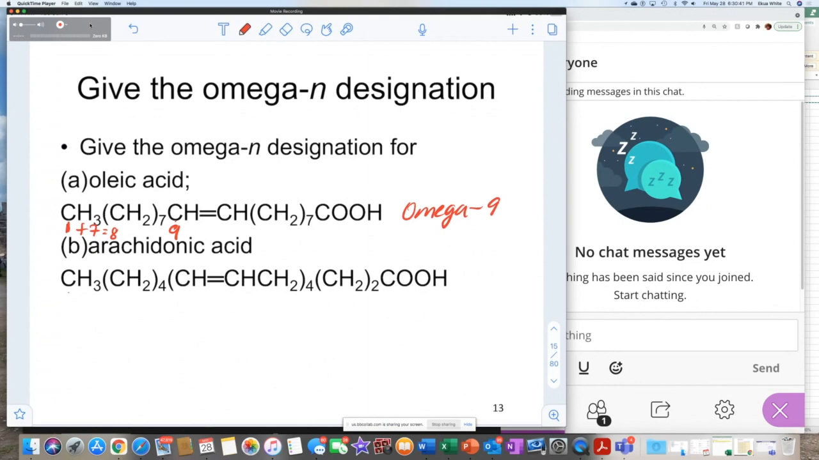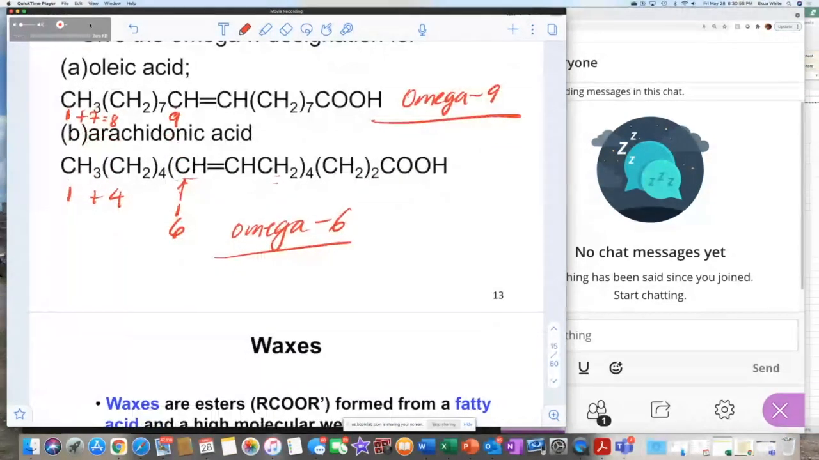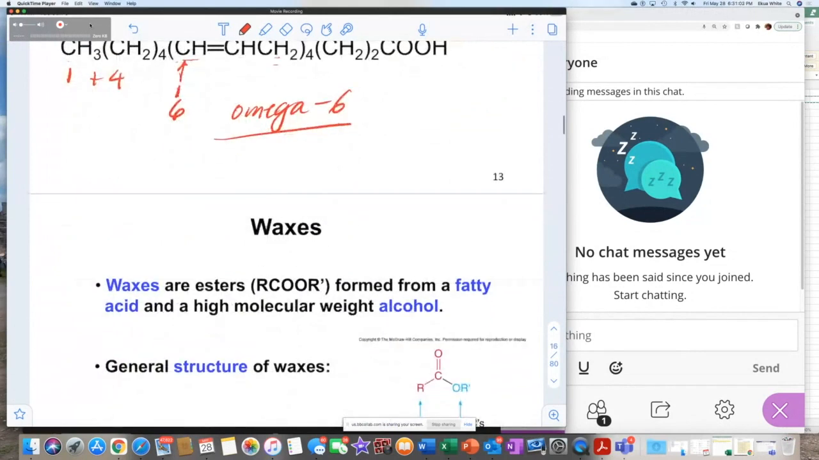Okay. And then this one here, let's see, this is our first carbon, then we have 4 more, and then we have, they say 2 of these, right? But the first time we encounter the first carbon, that's carbon what? This is carbon 6, so this would be omega 6. Okay. So we got omega 9 there, we got omega 6 here. I don't have to draw the whole thing. I can move on to talk about waxes.